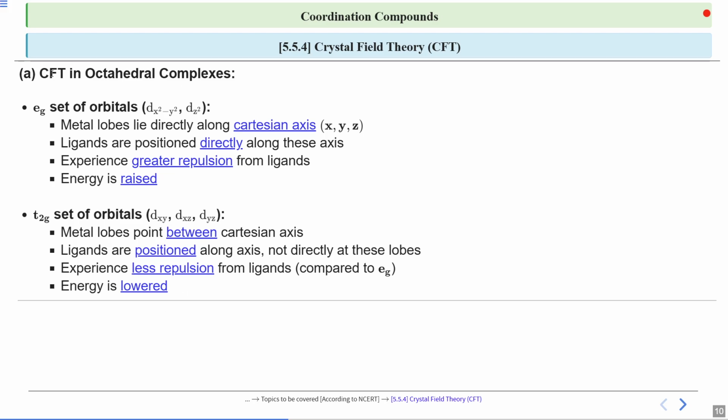Remember, we are studying this in crystal field theory for octahedral complexes. This is important to note. All these things we are studying regarding the splitting of the d orbitals are in the case of octahedral complexes.